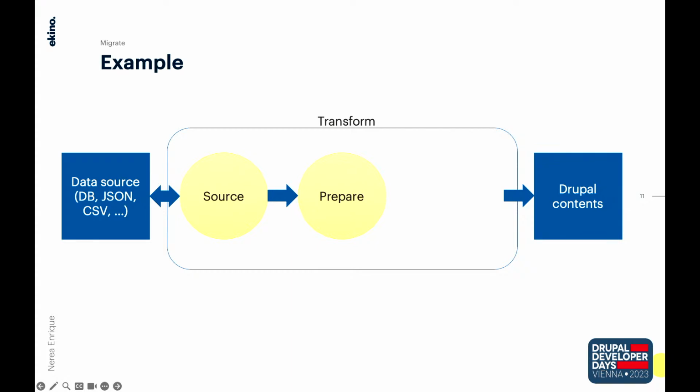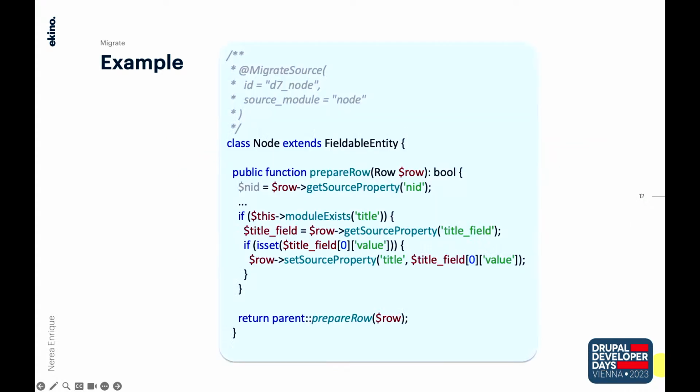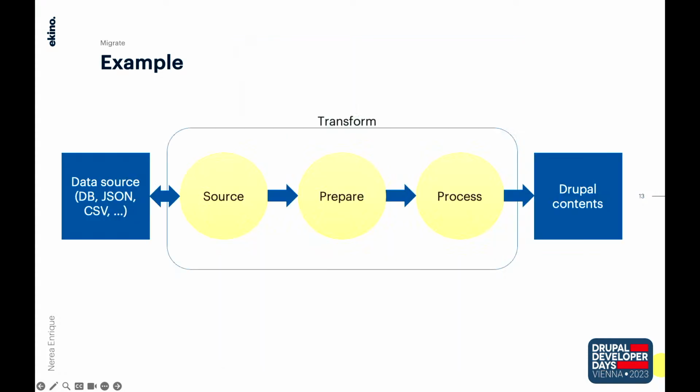And now, if I need to make some calculation, some logic, some new stuff, I can prepare each row that I'm going to be migrating to my new Drupal. And again, from Node, it's going to create new properties. So here it's going to create the title property from what Drupal 7 had, which is not the same kind in Drupal 7 that it is in the new Drupal. So it's going to transform it so you can use it in a simpler way. So we got our rows. We have prepared the rows if we needed to.